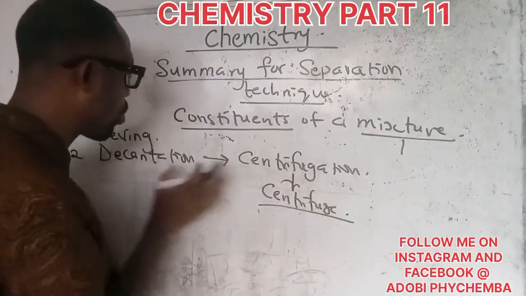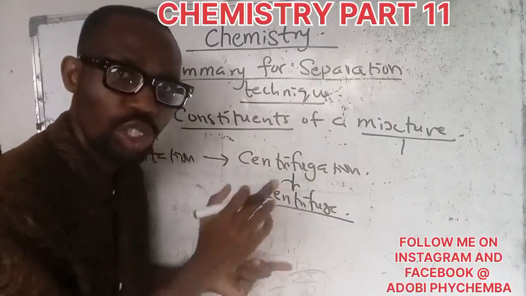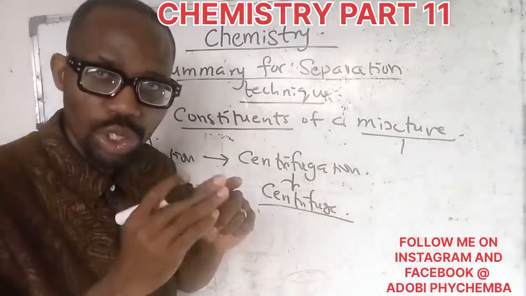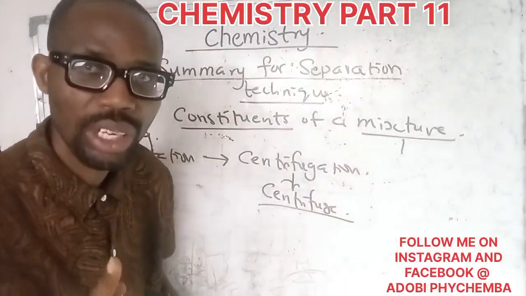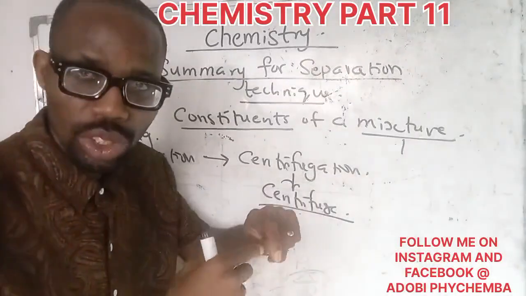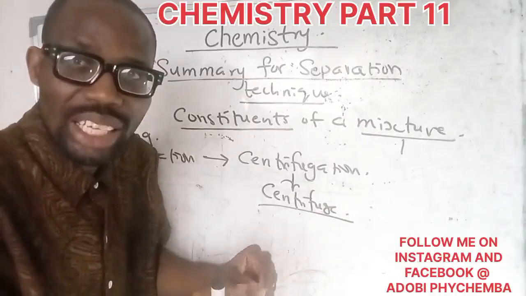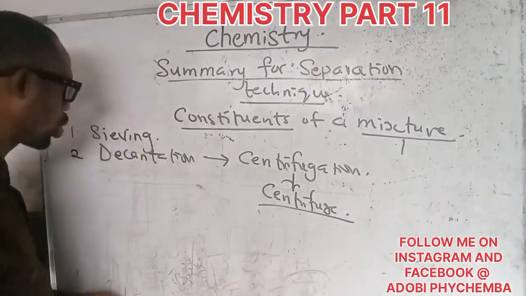So that is what decantation is all about, and the modified form of decantation is centrifugation. A centrifuge is a machine used to spin a test tube that contains a solution at high speed. And for this to happen, the centrifuge must be counterbalanced with an equal size of test tube and an equal amount of water in it, as the case may be, or whatever you are using to separate.